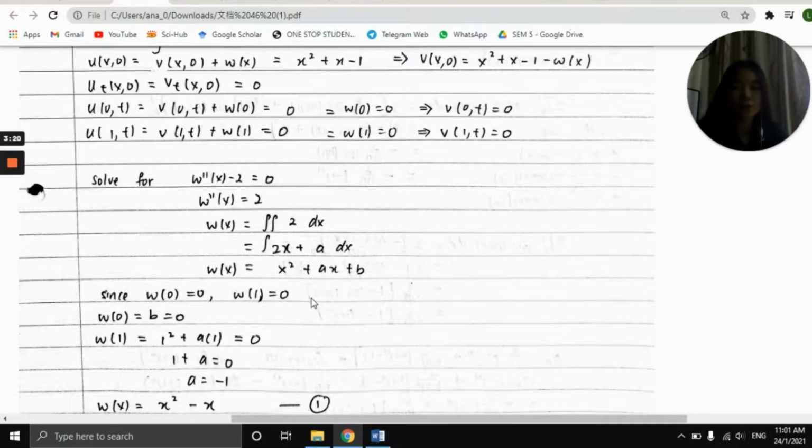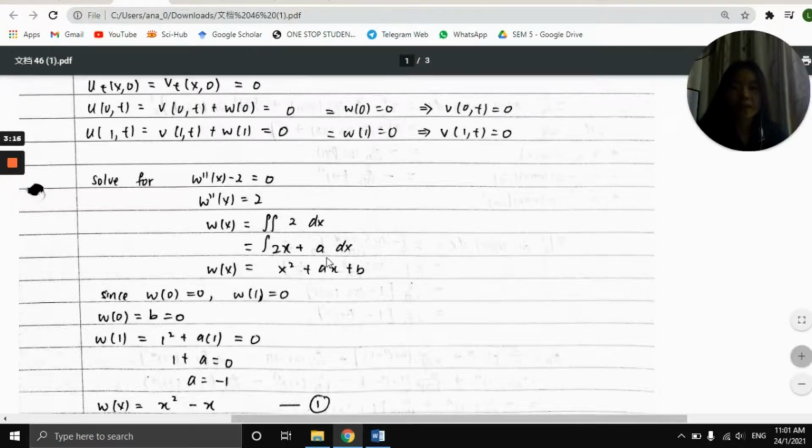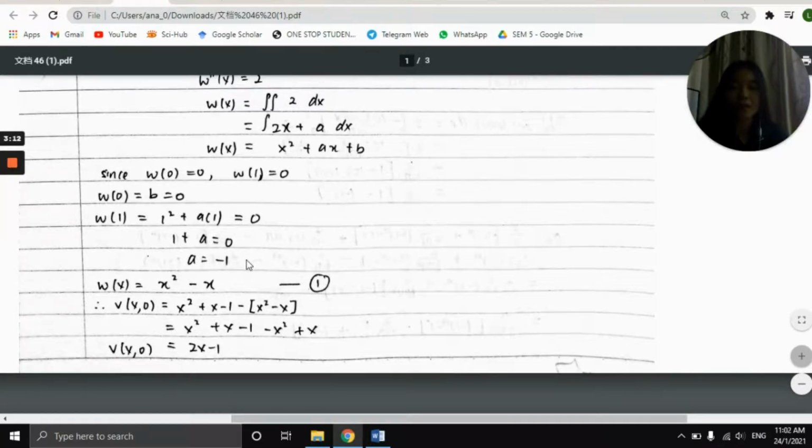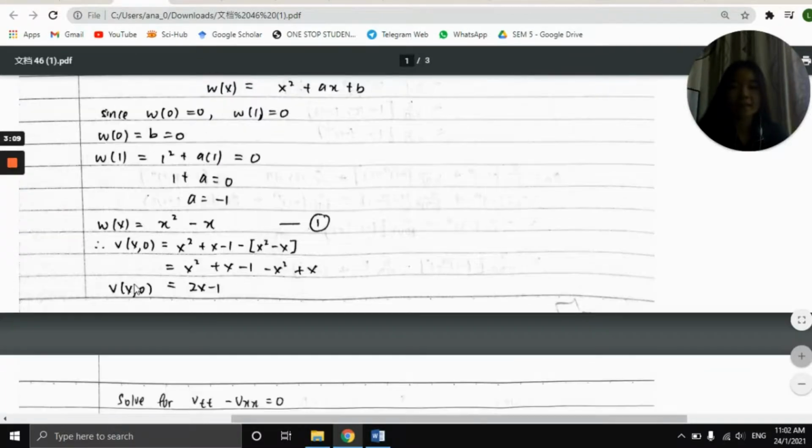We use our conditions in here, these two, to find our a and also b, and we will get b is equal to 0 and a is equal to minus 1, and this is our w(x) is equal to x squared minus x. This is our first equation.